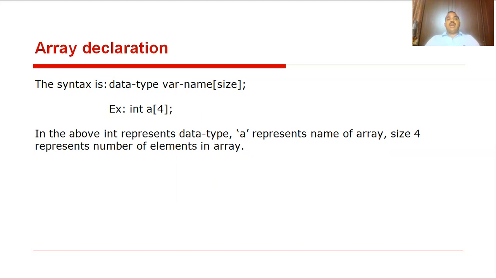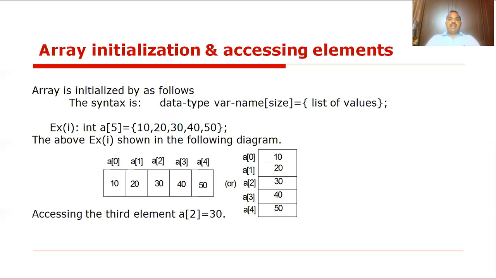In the above, integer represents the data type. We know A represents the name of the array. Then size 4 represents the number of elements in the array. Clear? So this is a one dimensional array.